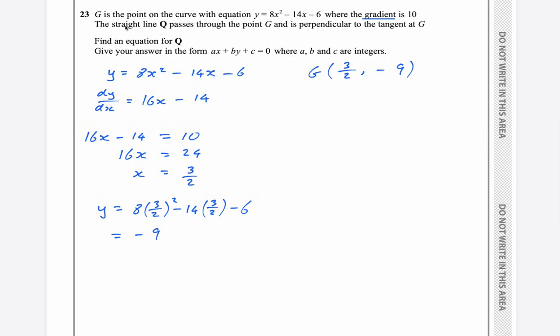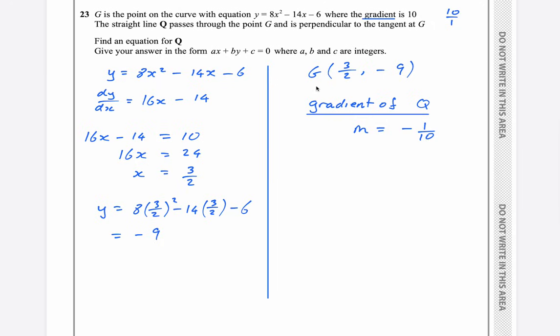Okay, the gradient of Q, so this is the point. My line is perpendicular to this gradient. So the gradient of Q, let's call it m, is negative 1 over 10. If you recall, guys, the perpendicular is the negative reciprocal. So if this is 10 over 1, we flip it, negative 1 over 10, and we change the sign. Okay, now I'll just draw a line down here, guys.